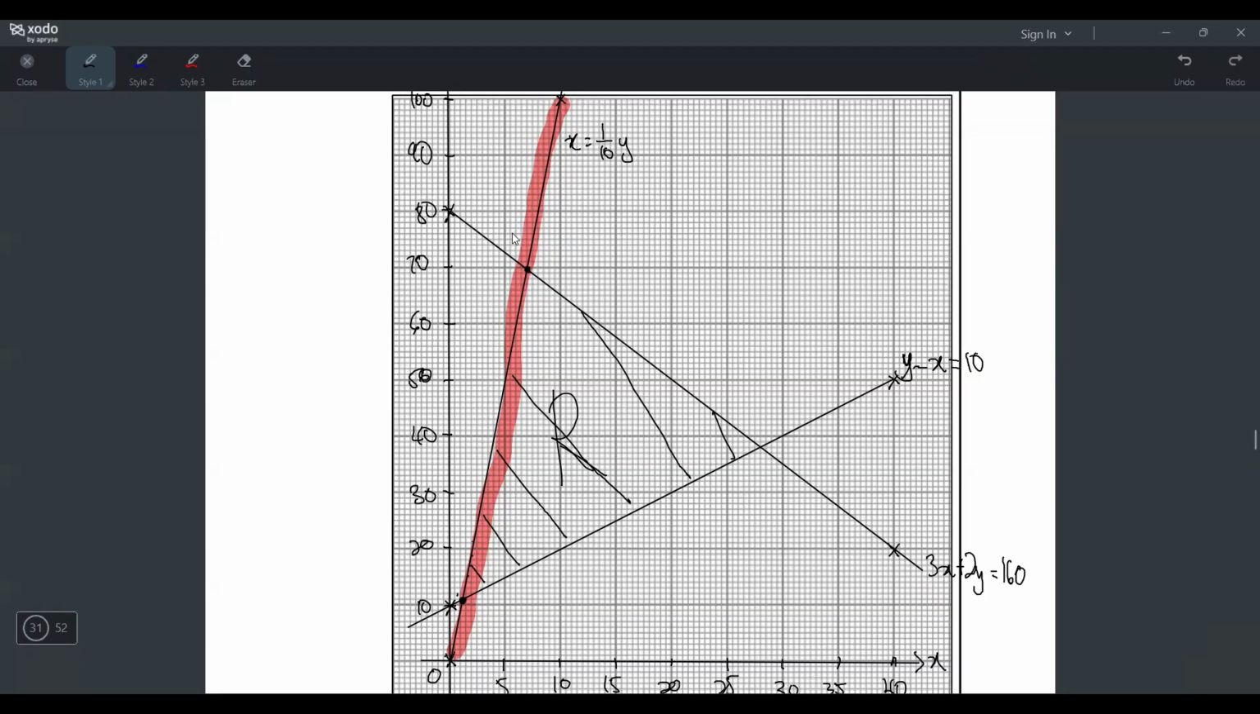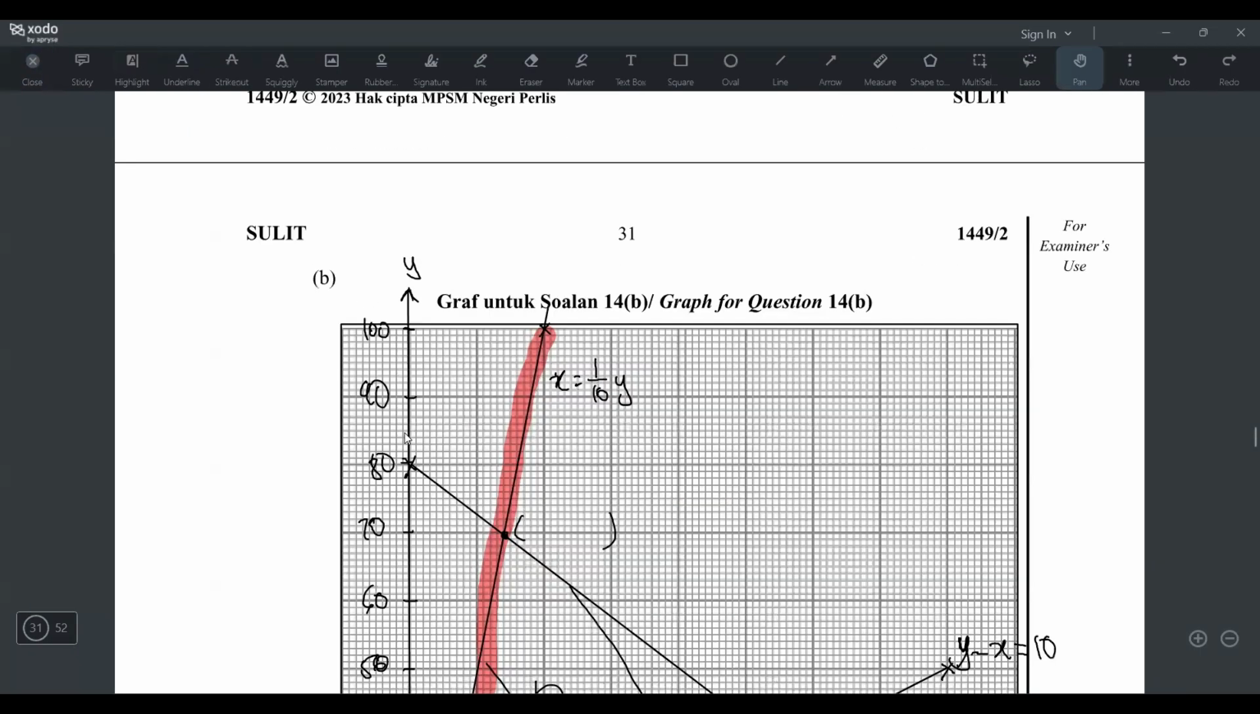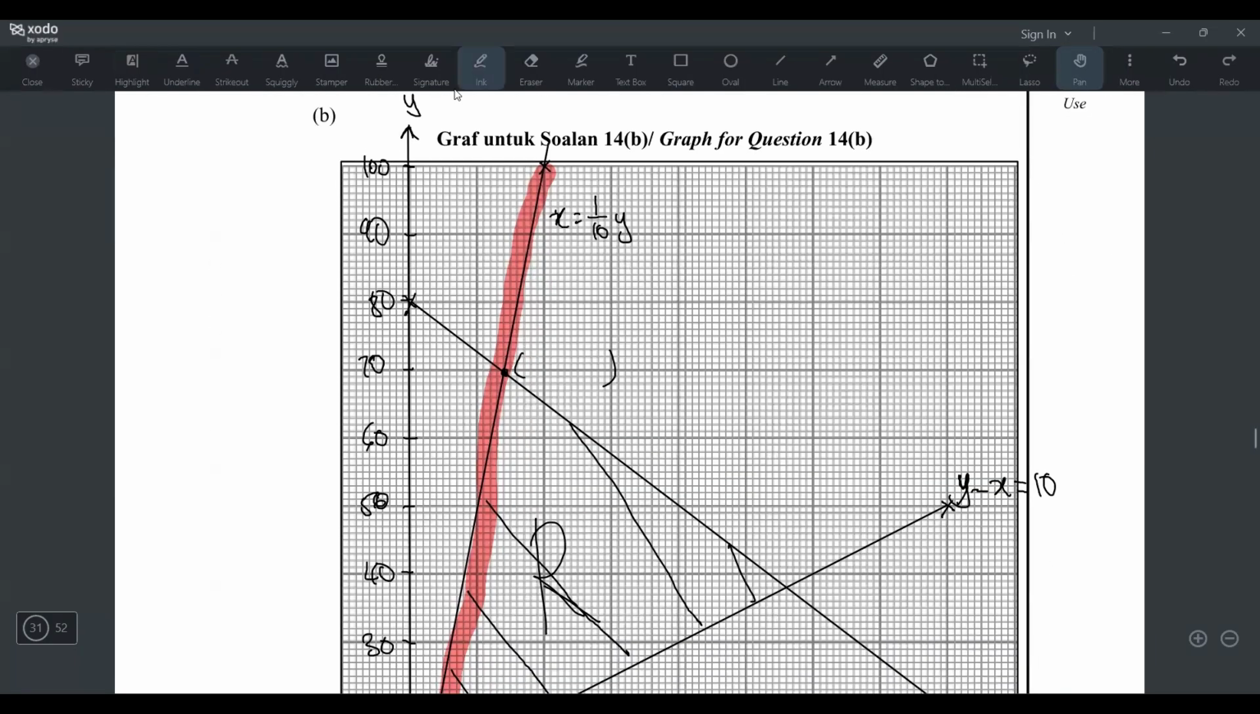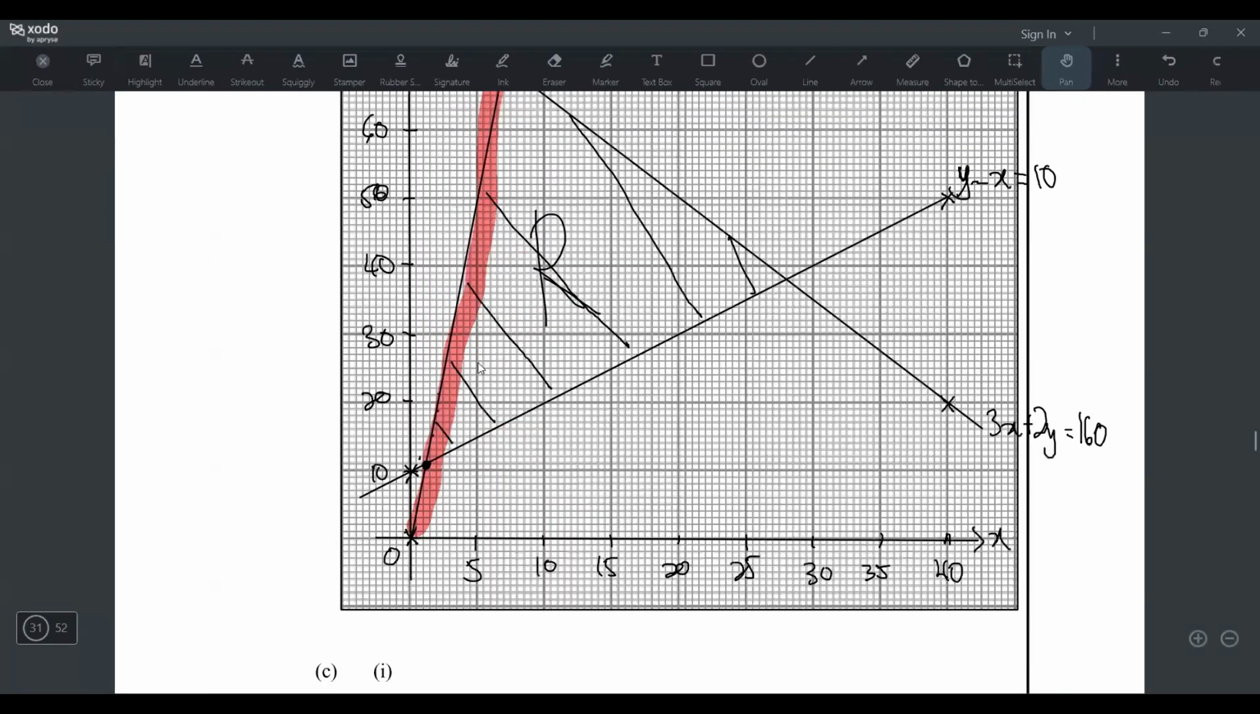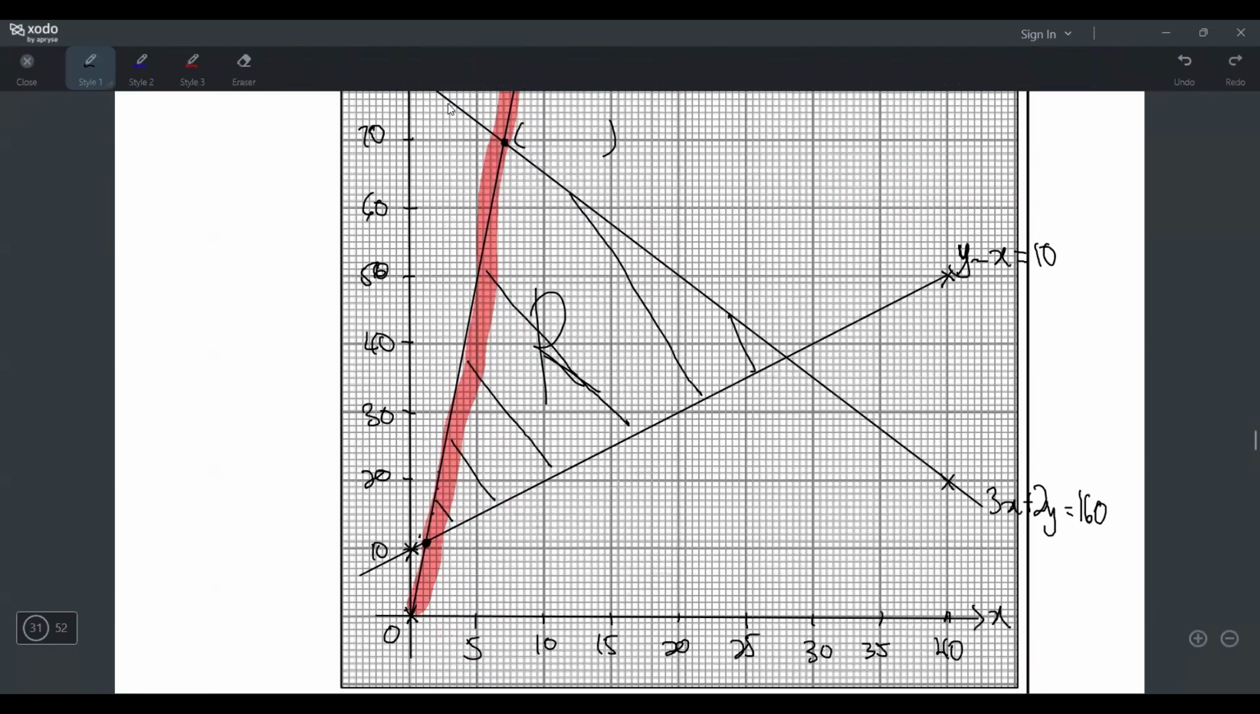So we have to find this coordinate. Let's try to read it. Let me zoom in. What is down here? 5. So if this is 5, then this is 6, this is 7. So I think it's 7. And then this one is like 70, right?